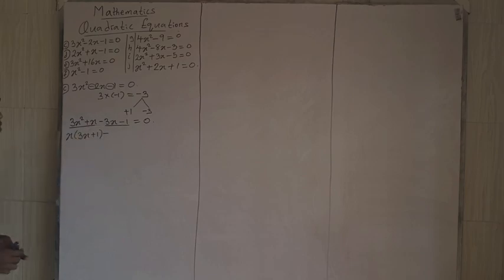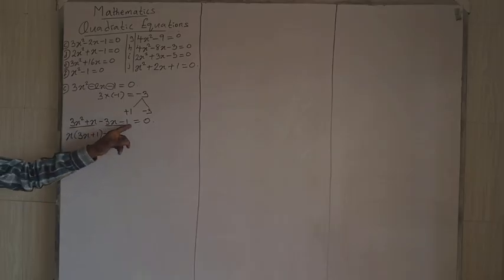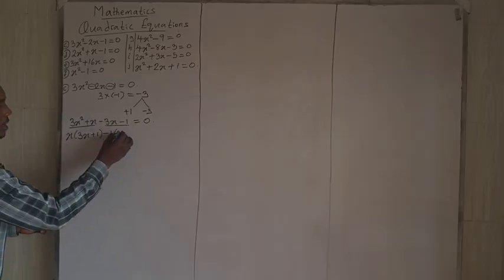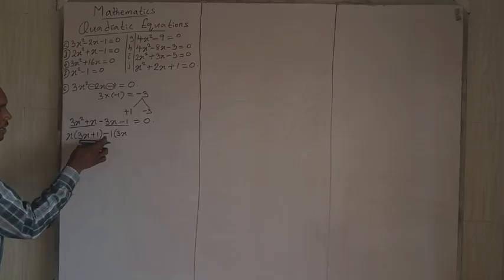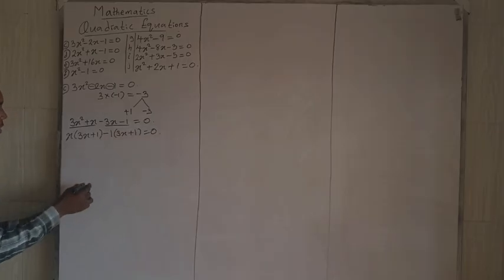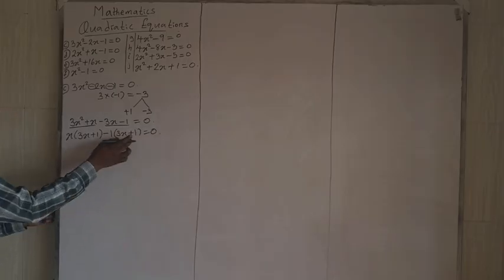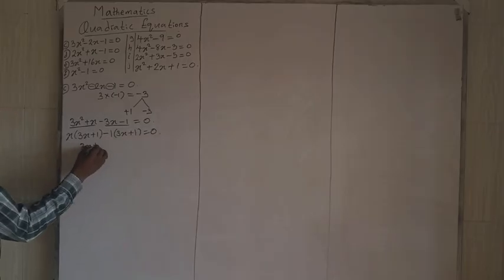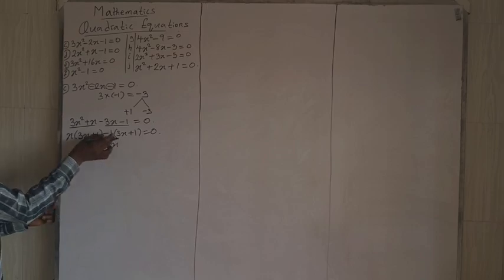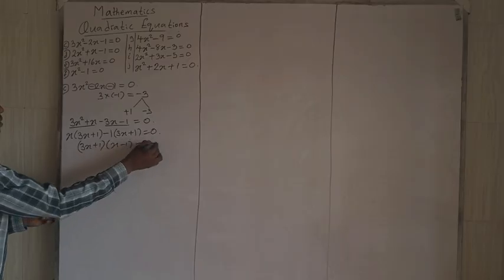What is common to these two terms? X is here, x is not here. X is not common. 3 is here, but 3 cannot divide 1. We have 1 here. 1 can divide 3. That means that 1 is common. 3x minus divided by minus is plus. 1 divided by 1 is 1, equals 0. What is common here? That is 3x plus 1. Open another bracket. What do we have outside? x. What do we have outside here? Minus 1 equals 0.